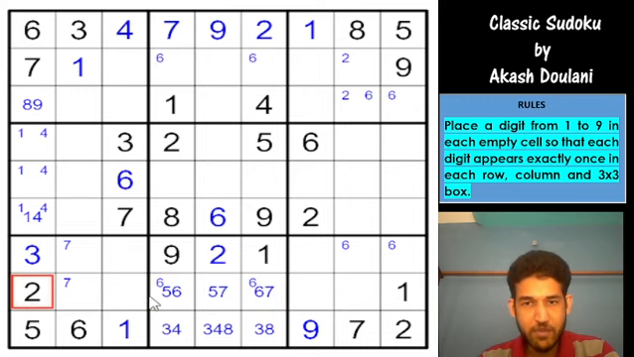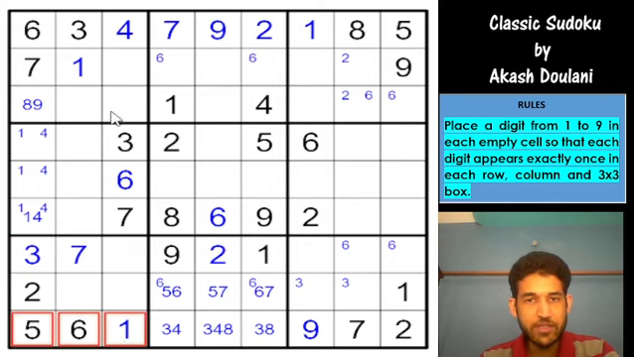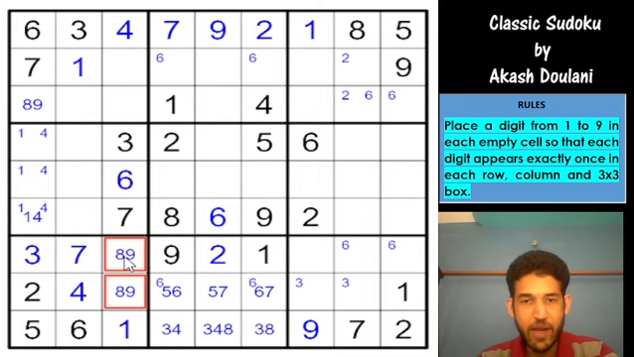The remaining candidates must be 3, 4, 8, 9. I get a 3 here. And okay, I can resolve this pointing pair of 7s. 7 has to go here now because 7 can't be here. So 2, 3, 7, 1, 5, 6. You have a 4 here. So this becomes 4 and these must be an 8, 9 pair. And that 9 resolves this 9 and 8.